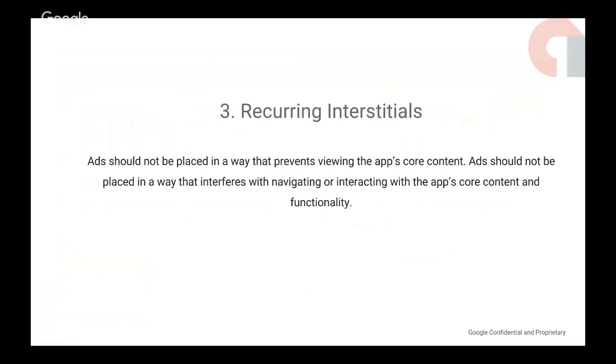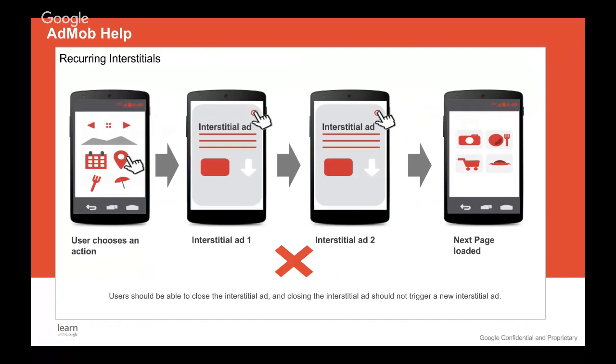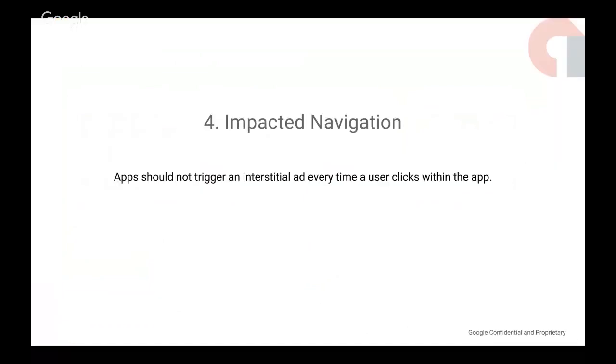The third scenario is called recurring interstitials, meaning interstitials repeatedly appear even after the user clicks close. As you can see in this page, the user already chose an action and suddenly it triggers the interstitial. After he closes it, another interstitial is triggered. And after closing that, he finally goes to the next page. This is not allowed because between these two interstitials, you can see it's not two different screens within the app. It is the ad itself. So this is violating the regulation.